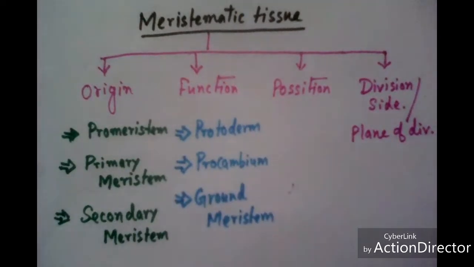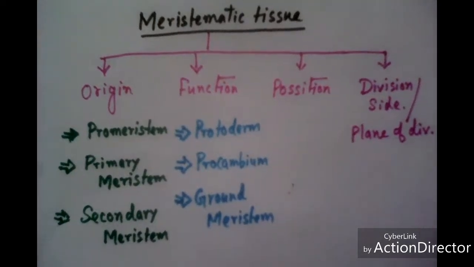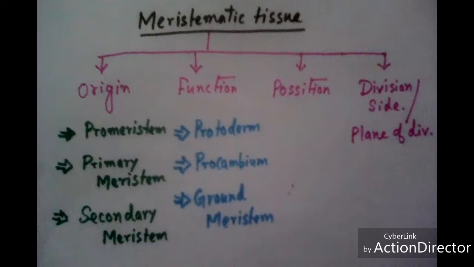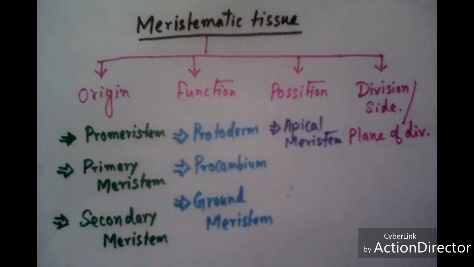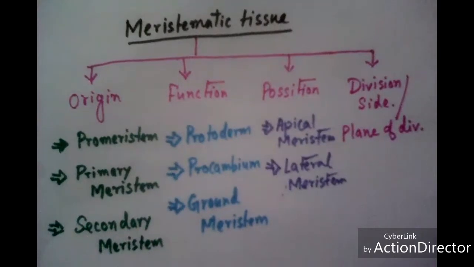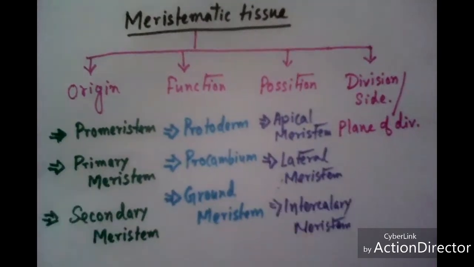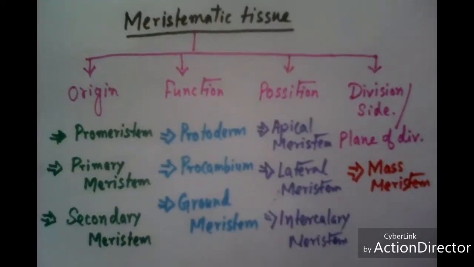And we know that according to position, meristematic tissue is divided into three types. We have already discussed it. Those are apical meristem or apical meristematic tissue, lateral meristem, and another is intercalary meristematic tissue. Now, according to their division site or plane of division, meristematic tissue is divided into three types. These are mass meristem, rib meristem, and plate meristem.